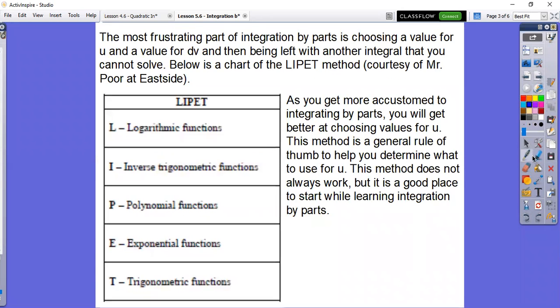When learning integration by parts, this method right here, courtesy of Mr. Poor at Eastside, is the LIPET method. It's a method for helping you figure out what to choose for u. Whatever you choose for u, everything else in the integral is dv. The first thing you're going to look for is logarithmic functions. If you don't have any of those, you're going to look for inverse trig functions. If you don't have any of those, look for polynomials, and then exponential, and then trig functions. Starting from L, working to T, this is not a foolproof, 100% will-work method, but it is a method that will help you while you're learning integration by parts.